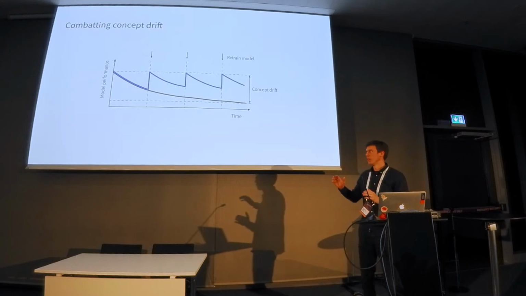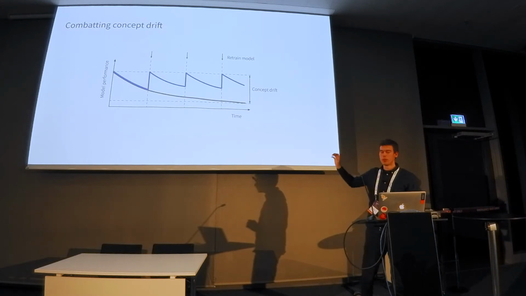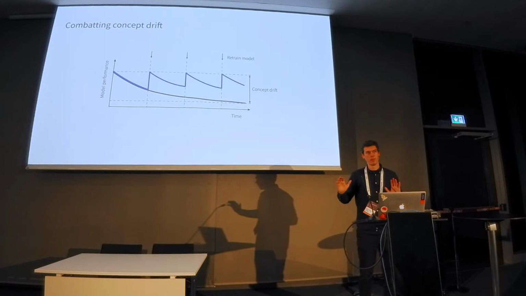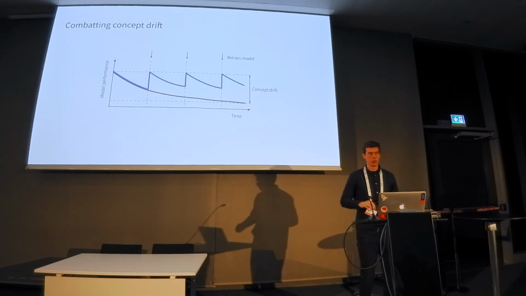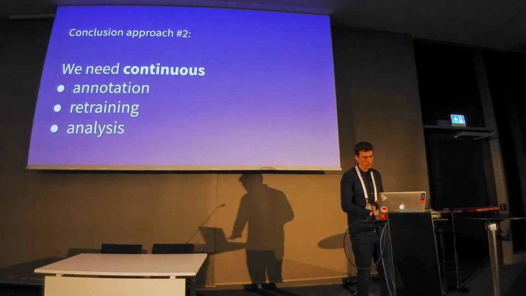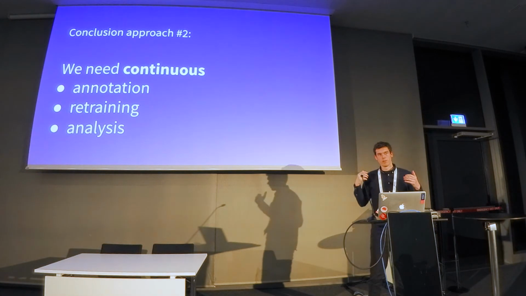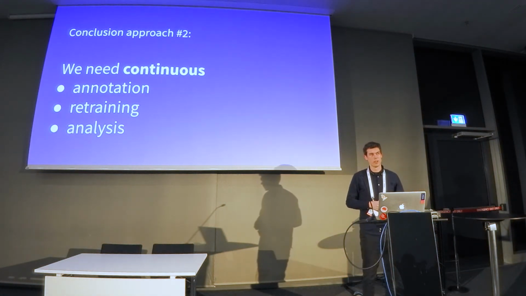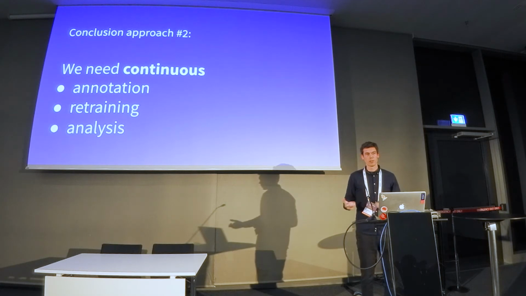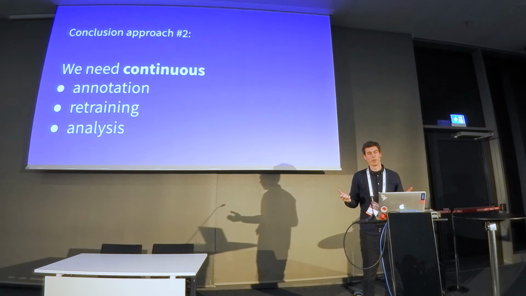Now, the frequency of how often you would have to do this is probably highly dependent on your data. But let's say at least to a certain amount you will need retraining. So this tells you that you need some form of continuous annotation and retraining, but you will also need a way to find out whether your model is actually performing worse over time.